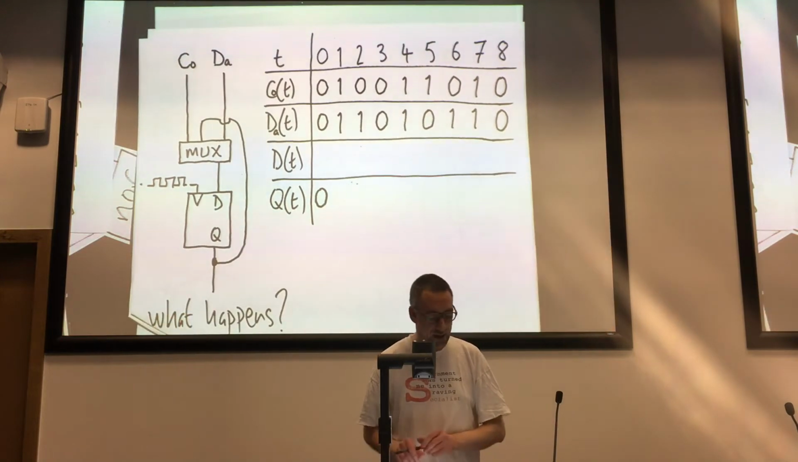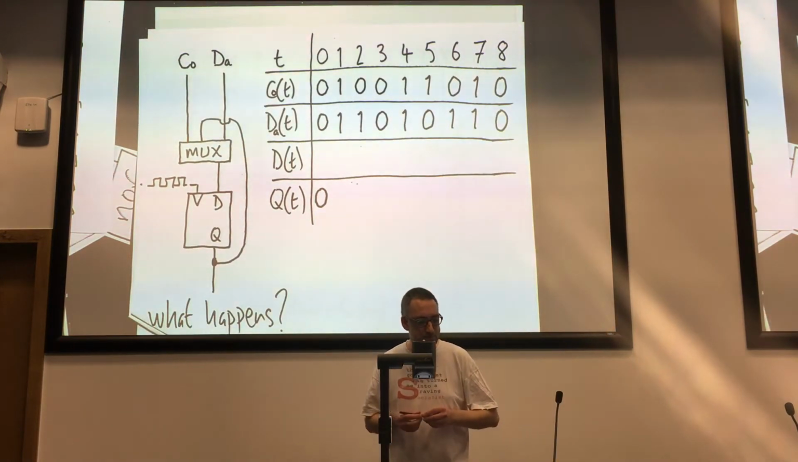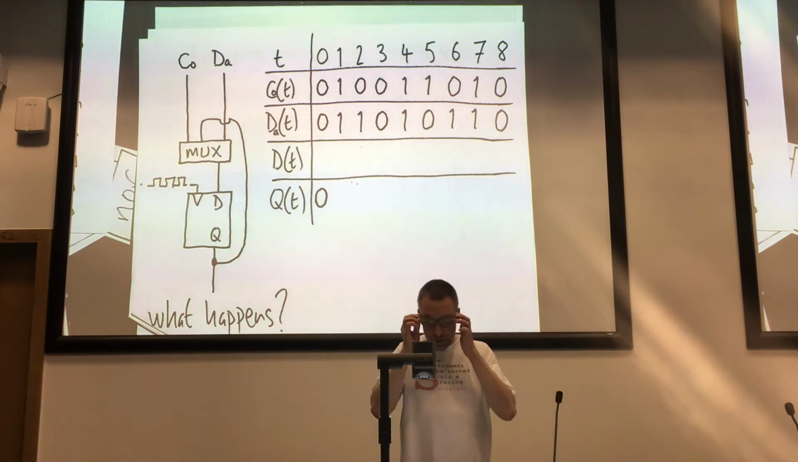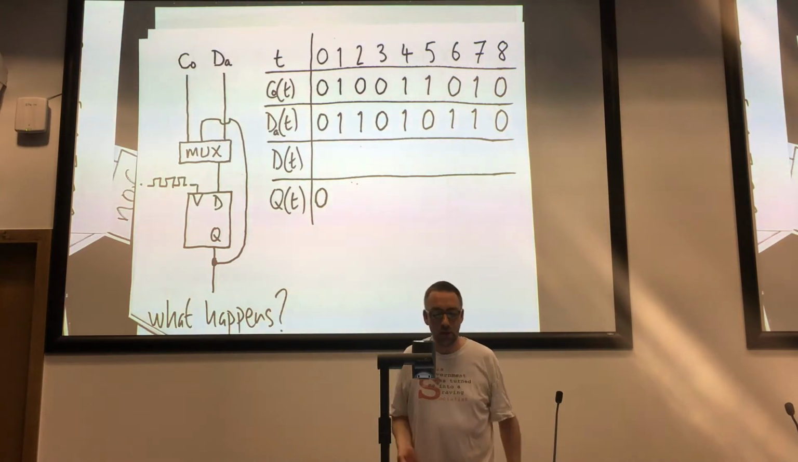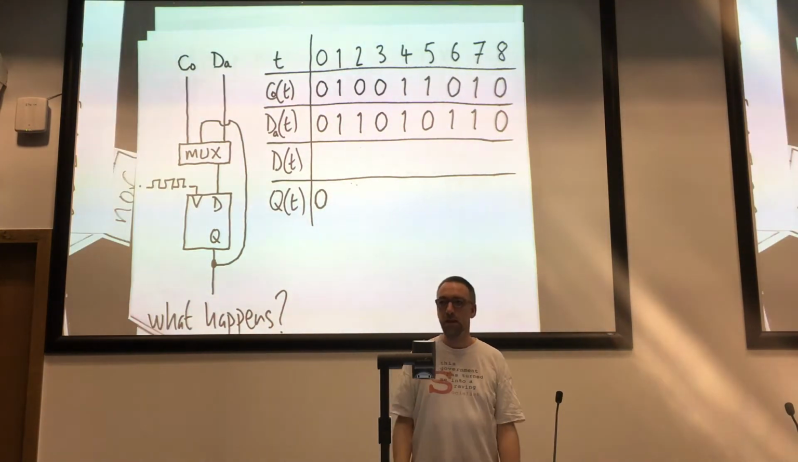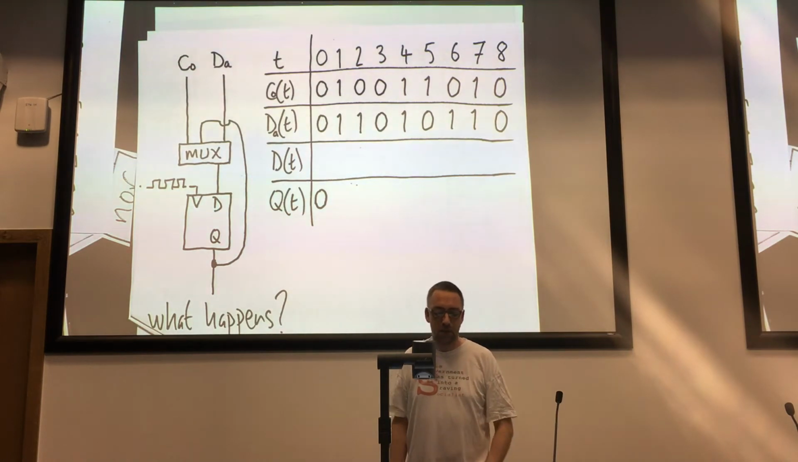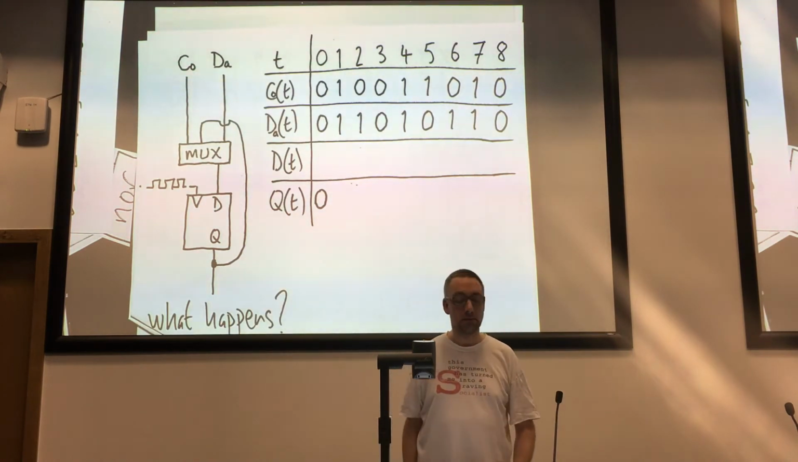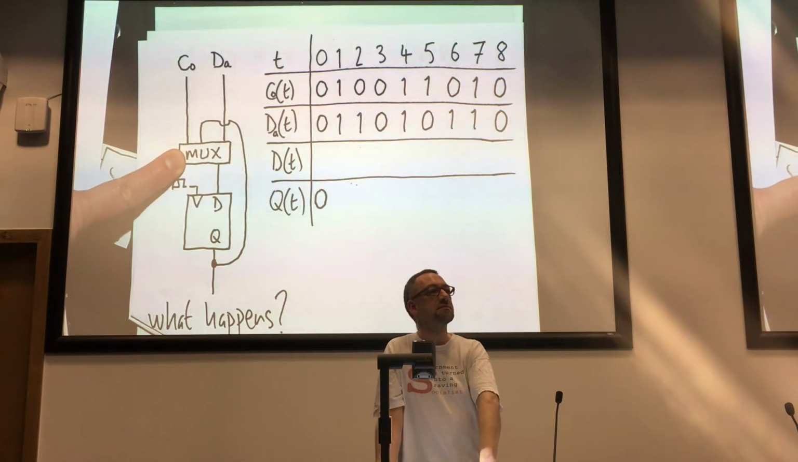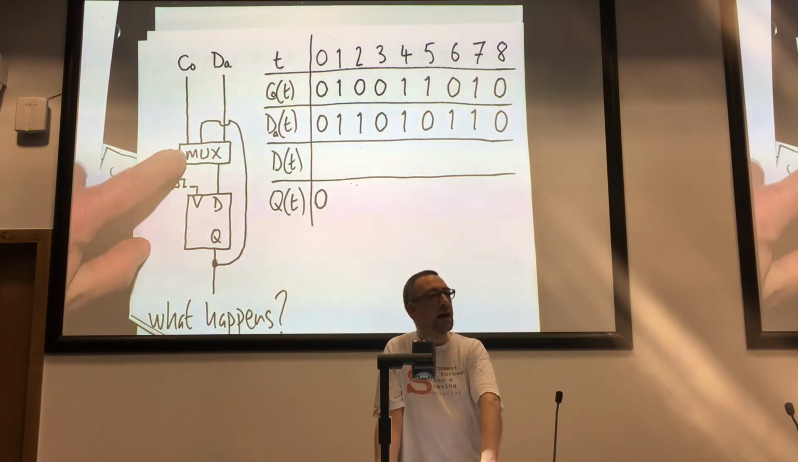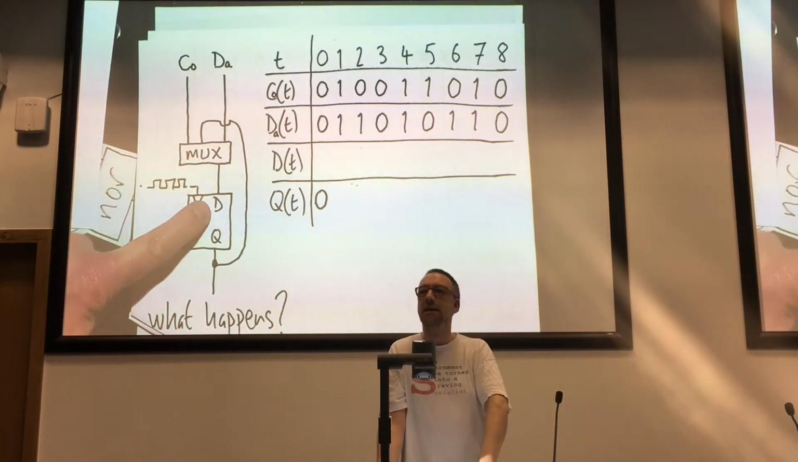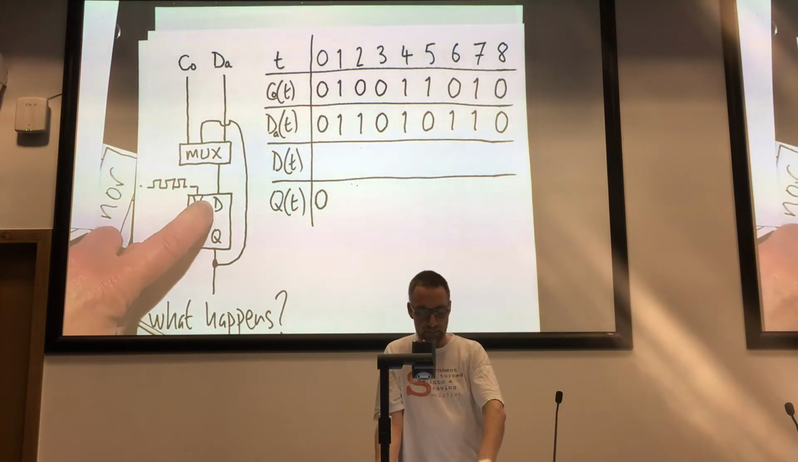Okay, so this is a slightly weirder circuit, but not much. It's got 2 inputs. One is called co for control, and one is called da for data. And you can see that the control is controlling a mux, and it's deciding which of 2 things is being sent into the D input of the flip-flop.